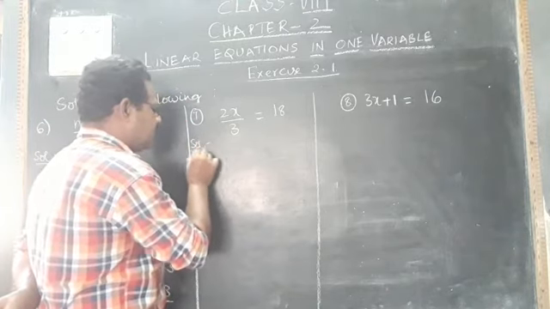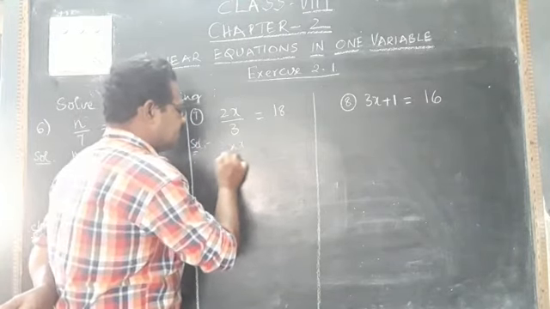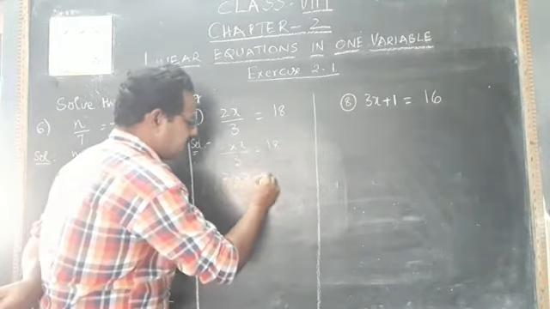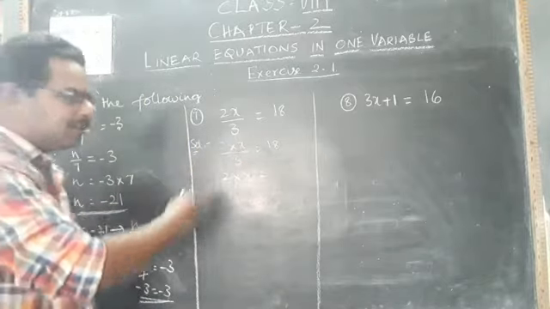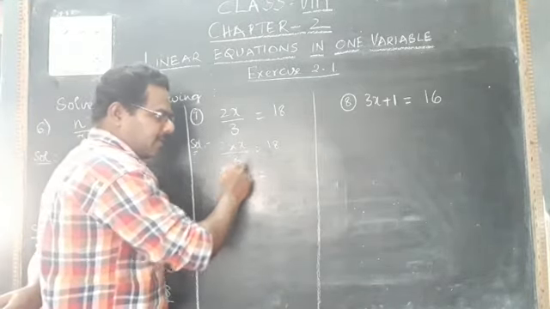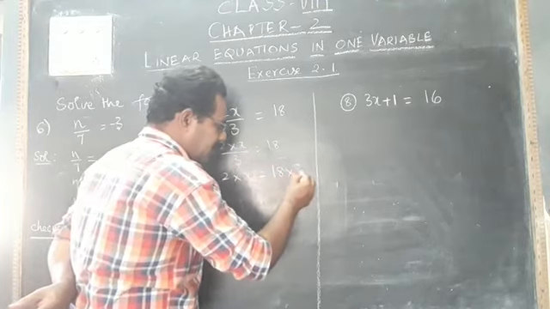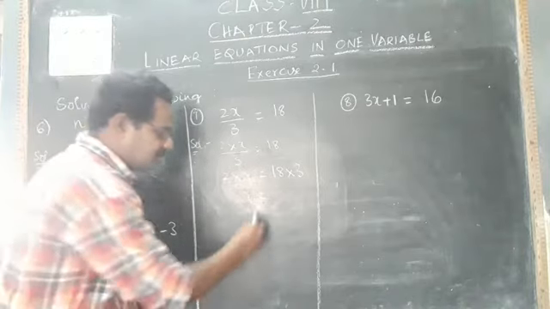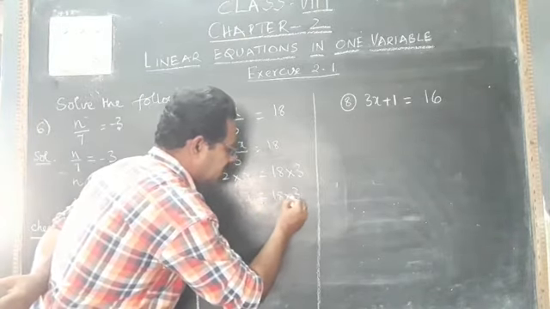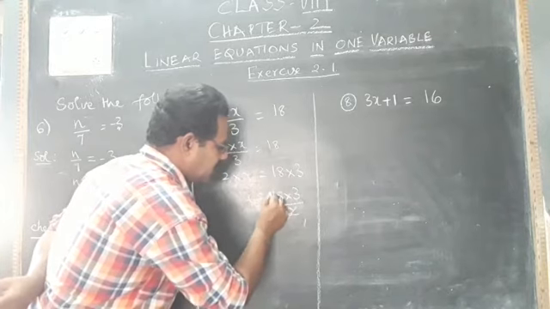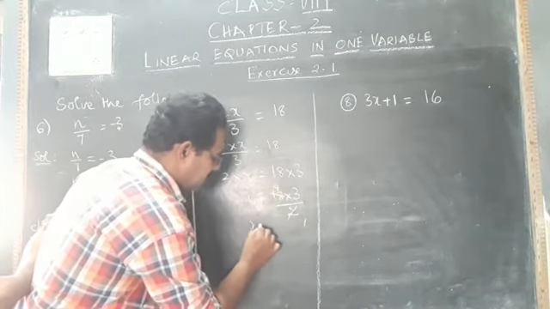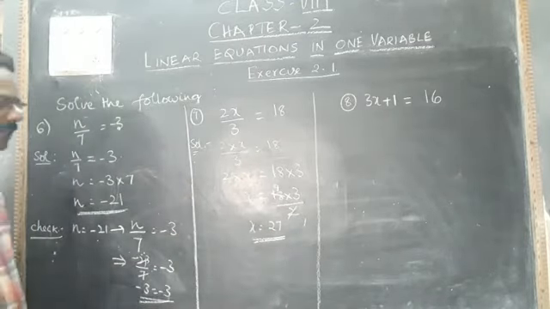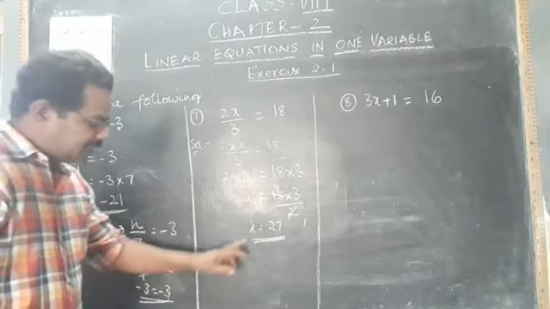So for this what to do? 2 into x by 3 is equal to 18. 2 into x is equal to 18, and by 3 we can transpose to that side. So divided by 3 goes to that side, it will become multiplication. 2 into x. Now we want the value of x. x is equal to 18 into 3 divided by 2. 2 ones are 2, 2 nines are 18. x is equal to 9 threes are 27. Okay, so x is equal to 27.